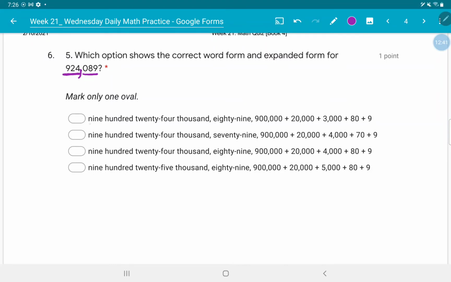Okay. If I look at my first option, 924,089. That's correct. 924,079. That one's not correct. I can eliminate that answer.